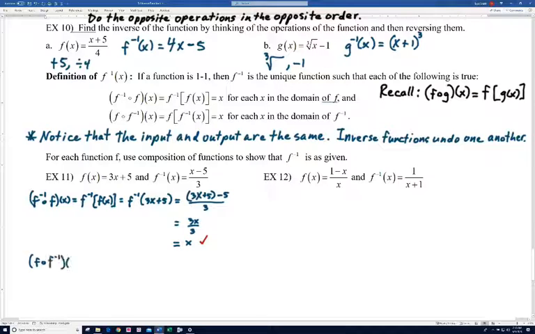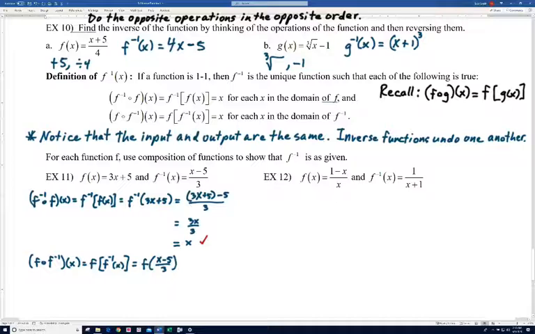So here we're going the other direction. We're going to find f of f inverse of x. So notice now the input function is our inverse function. So f inverse of x is (x minus 5) over 3. So now think about what the f function does here. It triples your input and adds 5.